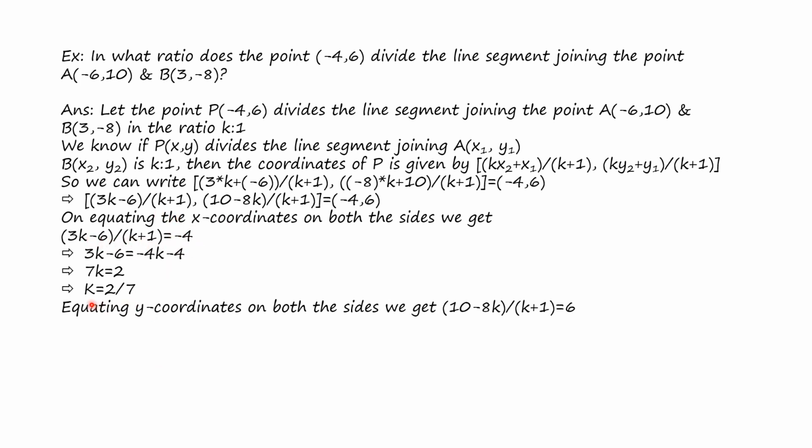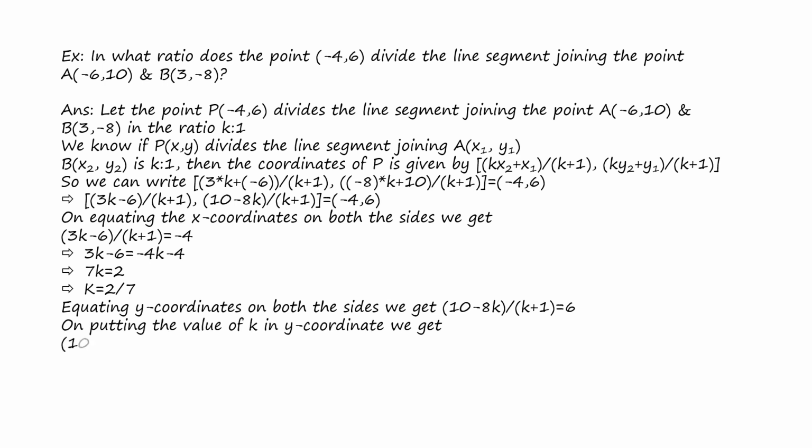Now we need to check whether k equals 2 by 7 justifies the y coordinate or not. That means (10 minus 8k) divided by (k plus 1) should be equal to 6. Let's check that one. Putting the y coordinates on both sides, we get (10 minus 8k) by (k plus 1) equals 6. Let's put the value of k.